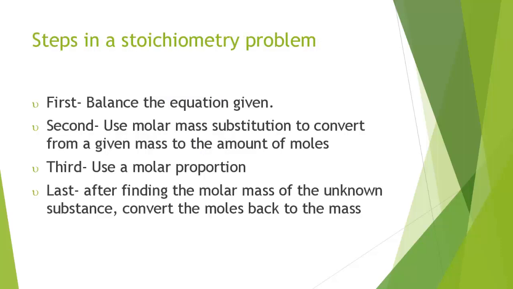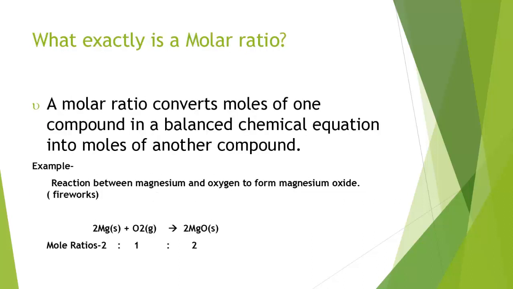Okay, steps in a stoichiometry problem. First, balance the equation given. Next, use the molar mass to convert from a given mass to the amount of moles. We'll work an example problem and explain it later. Third, use a molar proportion. And last but not least, after finding the moles of the unknown substance, convert the moles back to mass, just like it was given, pretty much explaining what it told you before this slide.